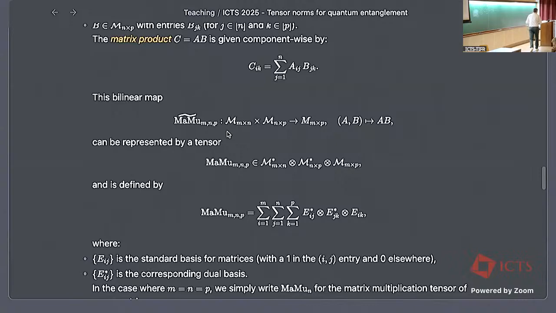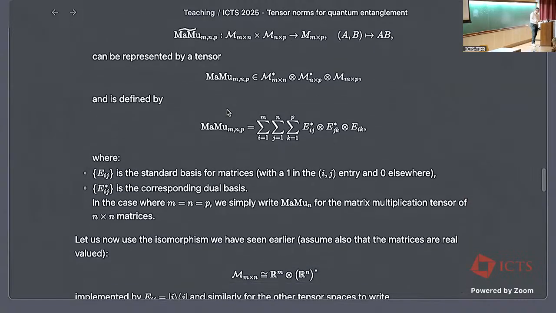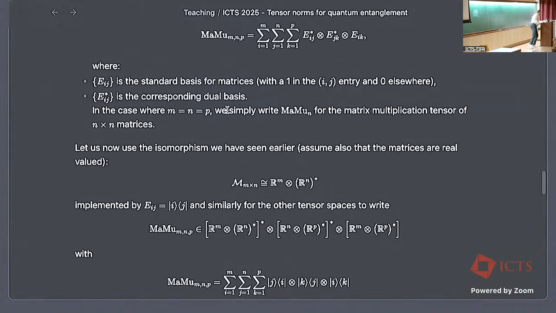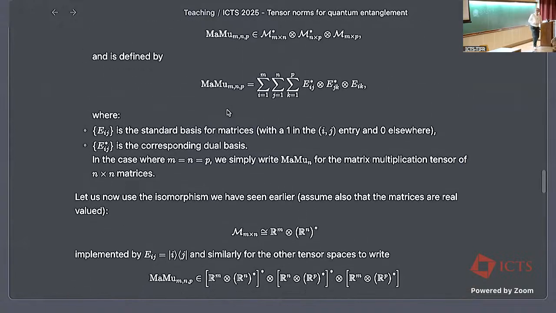Okay? So this works for rectangular matrices, and whenever I have the same matrix size, I will just write MAMU_n when I multiply two n by n matrices to get an n by n matrix back. Okay, so I told you that this matrix multiplication tensor lives in this tensor space here. So it's a three tensor. It takes the dual of a matrix space, the dual of a matrix space, and a matrix space.